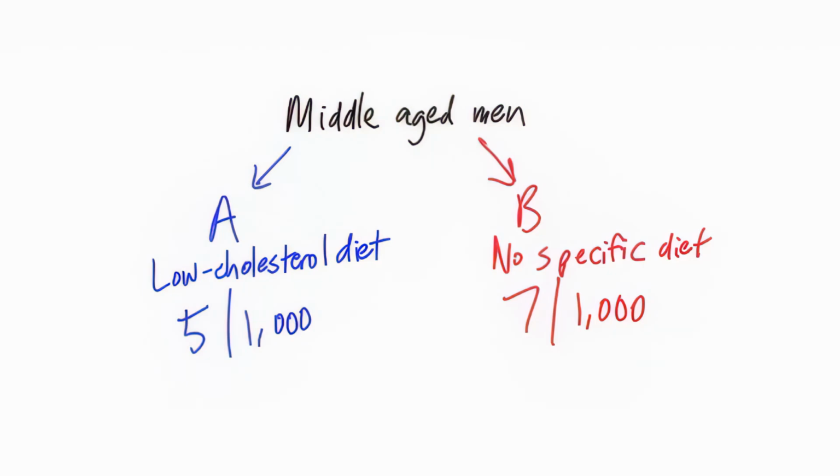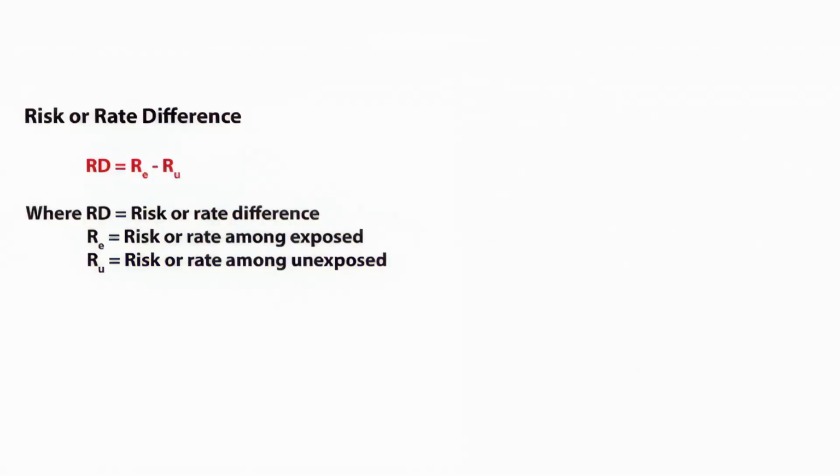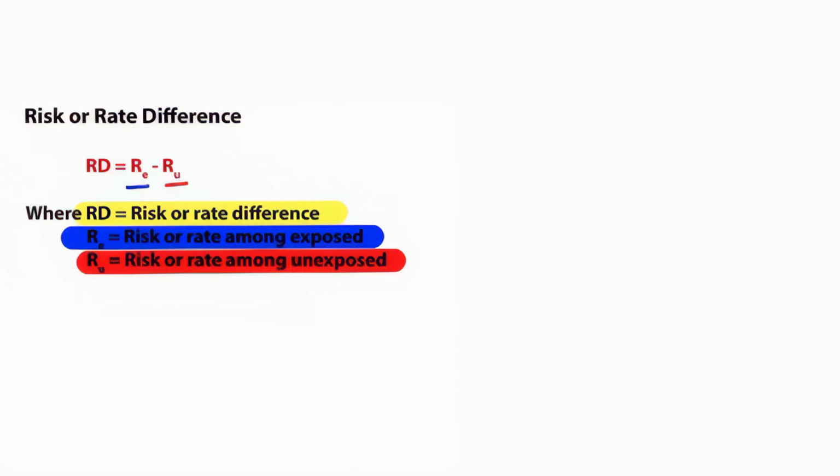Now, what is given here is the rate of adverse outcomes in the exposed group and the unexposed group. Now, we can compare these rates in different ways. We can use a rate or risk difference, where we subtract the rate of the unexposed from the exposed. RD equals RE minus RU. In this case, the risk difference would be 5 minus 7, which equals -2. So in this case, exposure to the new diet decreased the incidence of cardiac events compared to the control group.